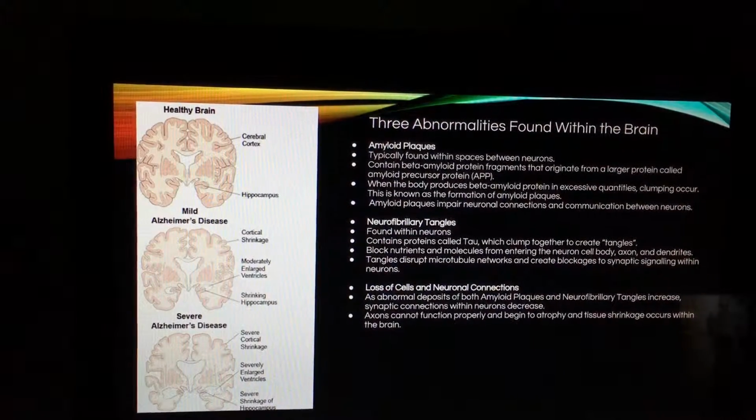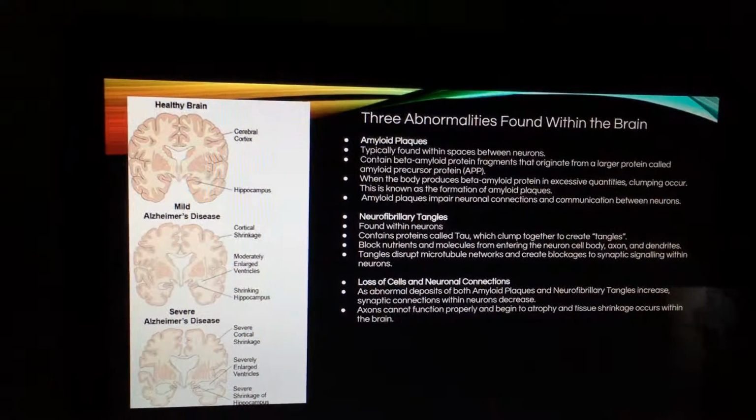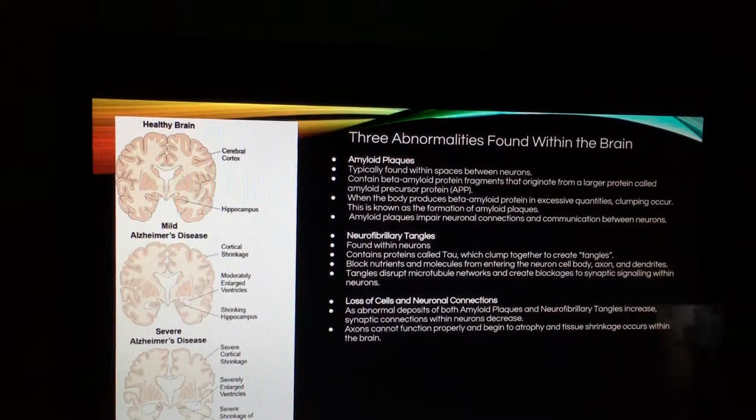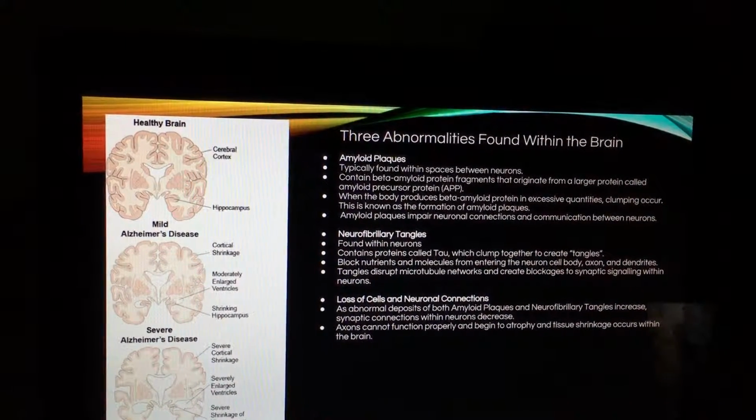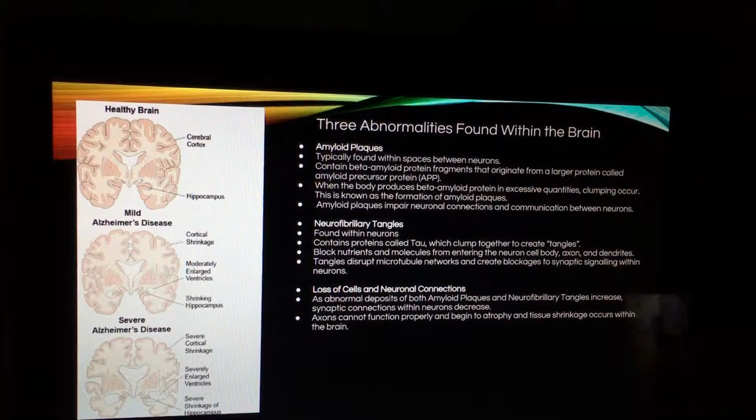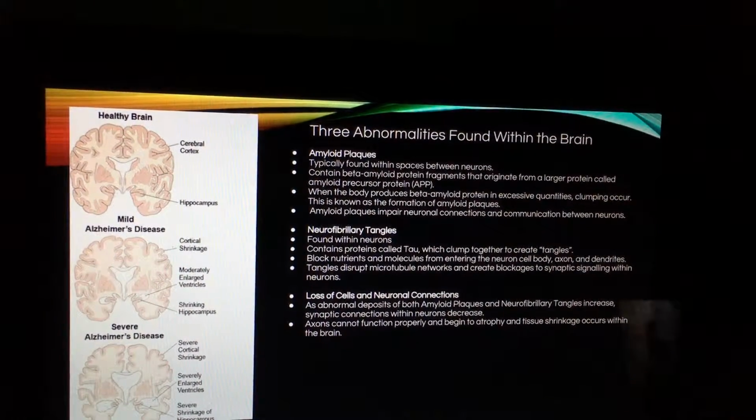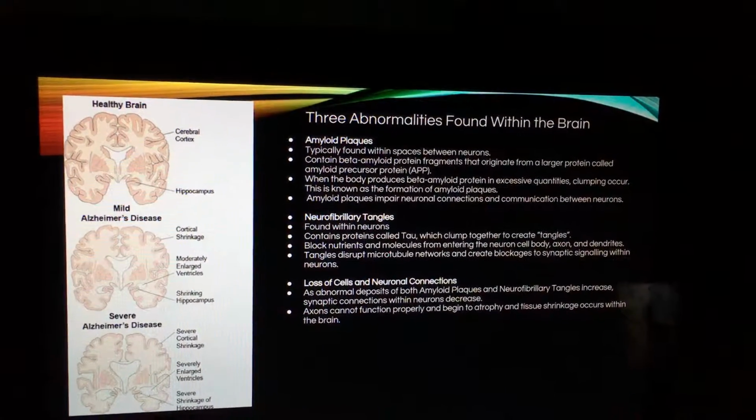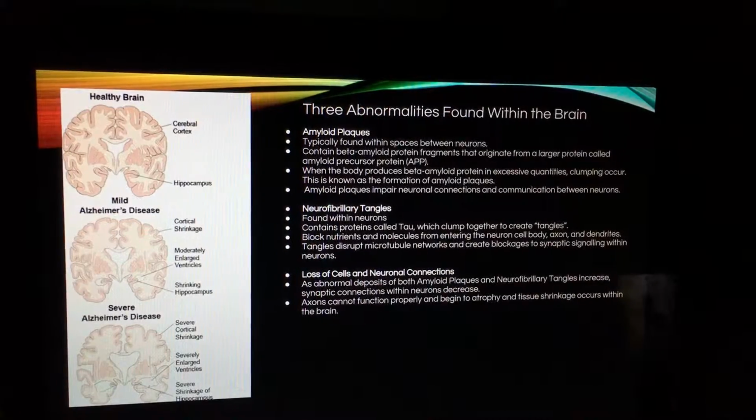The last abnormality found within the brain is a loss of cells and neuronal connections. As abnormal deposits of both amyloid plaques and neurofibrillary tangles increase, synaptic connections within neurons decrease. Axons cannot function properly and begin to atrophy, and tissue shrinkage occurs within the brain.